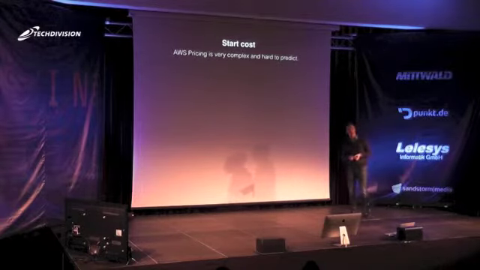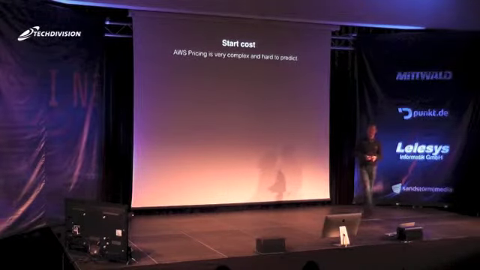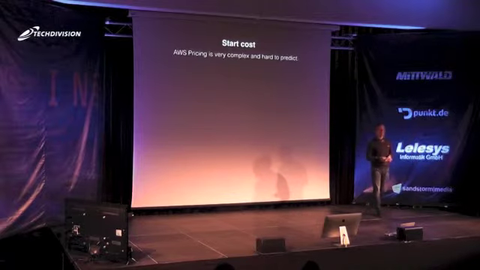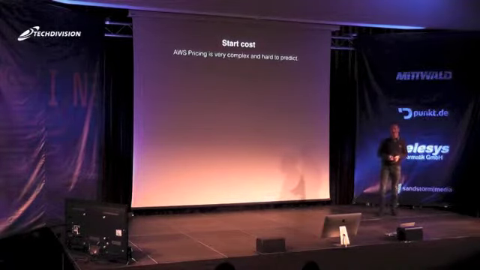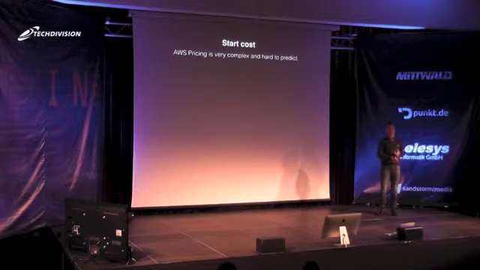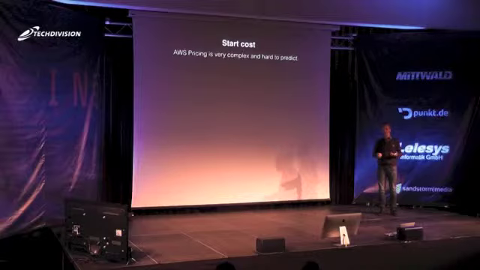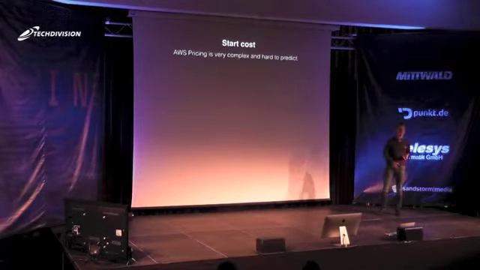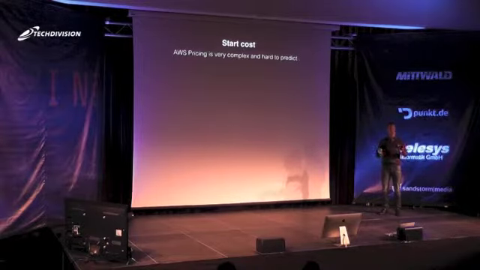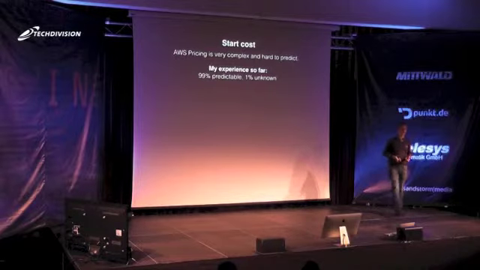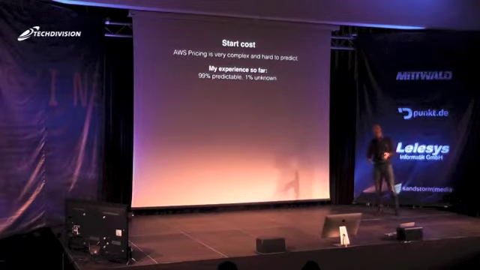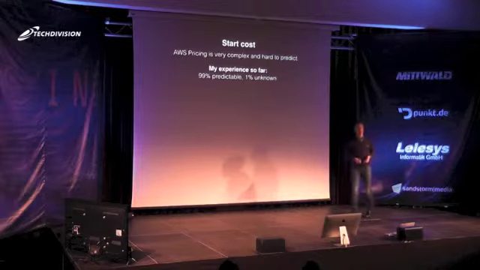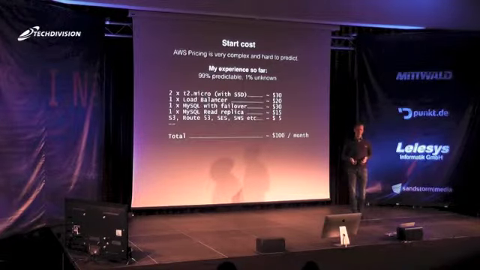So when I talk to people about Amazon, a lot of times people think the pricing is very complex, and I totally agree with that. It's super hard. They charge an hourly rate for the service. That is very easy to understand. You can just multiply with the amount of hours in a month and you get the monthly bill. But they charge for I/O requests, they charge for DNS requests, they charge for a lot of random stuff. But my experience so far is that 99% of your bill is predictable, or maybe 95% is predictable and 5% is unknown. So I've tried to make a small example here.